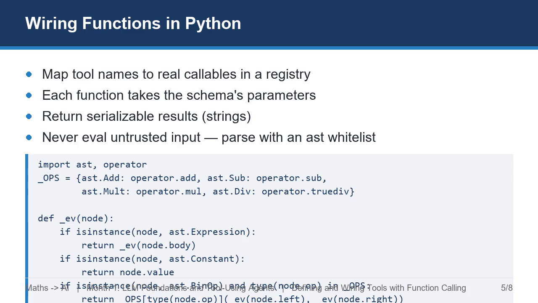On the execution side, keep a registry dictionary that maps each tool name to the actual Python function. When the model requests a tool, you look it up here and call it with the provided arguments. Make sure your functions return serializable results, typically strings. And be careful with anything that evaluates input, never use a raw eval on untrusted text in production, sandbox it properly.